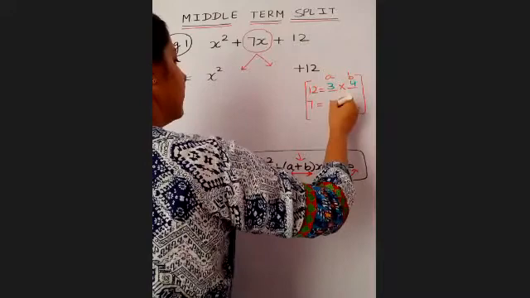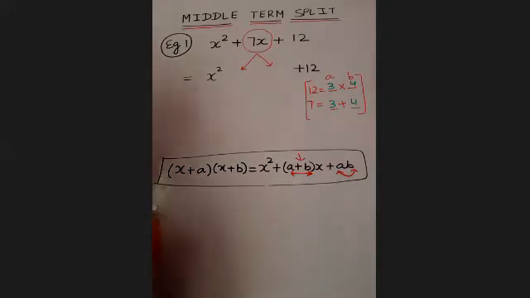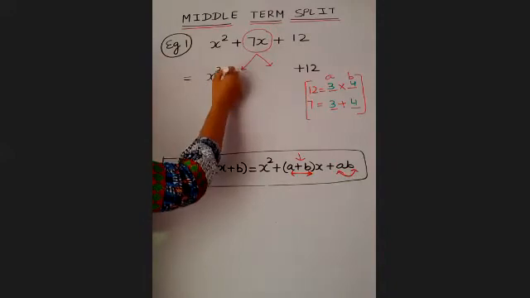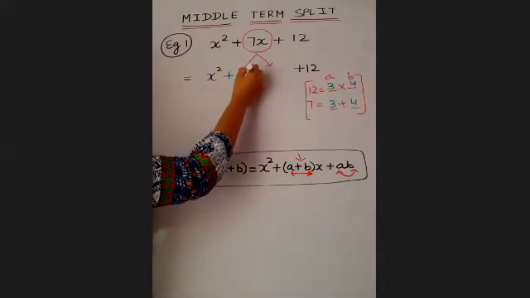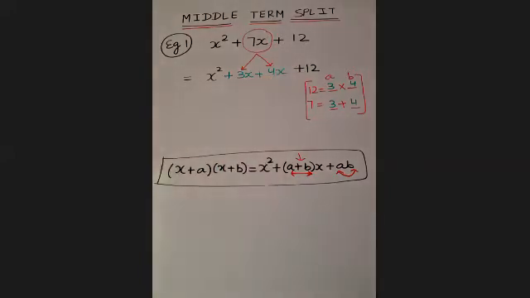And on adding them, we will get 7. So how are we going to split this 7x? Plus 3x, plus 4x. 3x plus 4x.